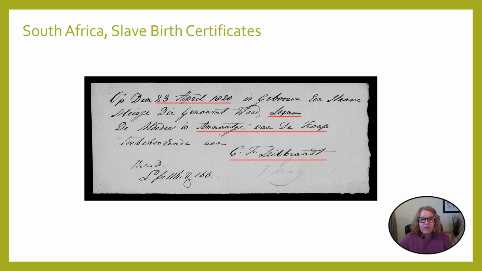Leibbrandt. Now, often the enslaved person would be given a last name based on where they were born or the month that they were born, but in this case, Anneke is known as Anneke van de Kaap, which literally means Anneke of the Cape. Now, these birth certificates were created at the time of birth, but a birth register was also kept, and FamilySearch has these collections too.